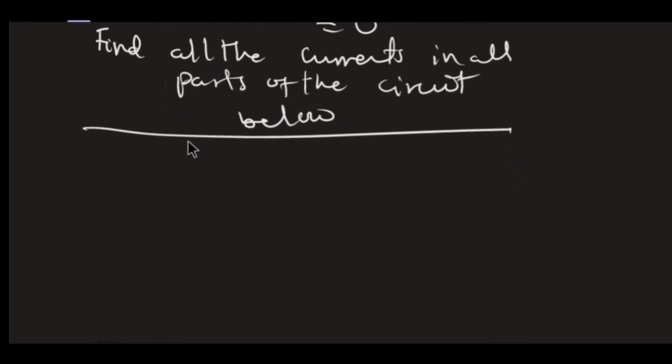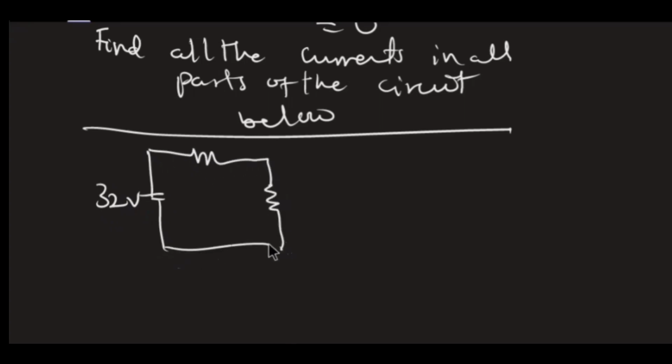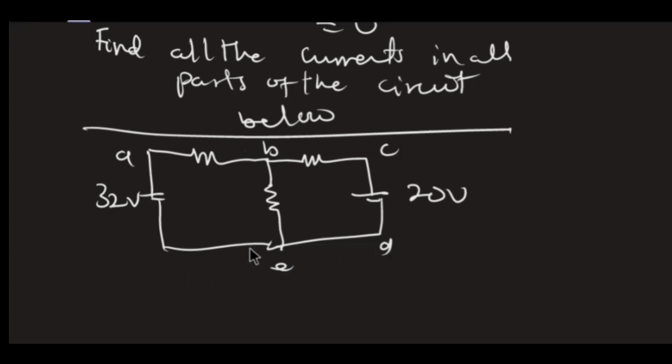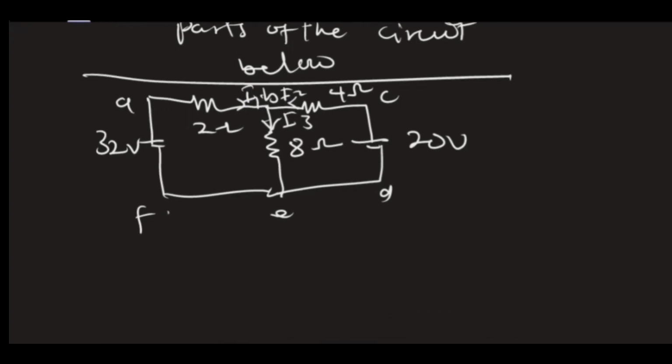So here I'm going to have this circuit. I have 32 volts. Here is 20 volts. This is C, A, B, D, G, F. Then here I have 8 ohms. I have a current I3 coming down, 2 ohms, and this is 4 ohms. There is an I2 going this direction, then there's I1 coming. How do we find these currents using Kirchhoff's laws?